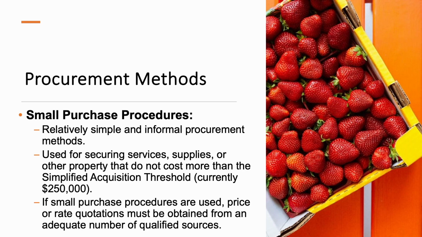If small purchase procedures are used, price or rate quotations must be obtained from an adequate number of qualified sources. Note that adequate number is not defined as it depends on what makes sense for each procurement. If the procurement will be for more than the simplified acquisition threshold, then a formal competitive bid process is required. For complete details of the competitive bid process, refer to 2 CFR 200, Section 320, and the Contractual Services Guidance document provided by CDFA.